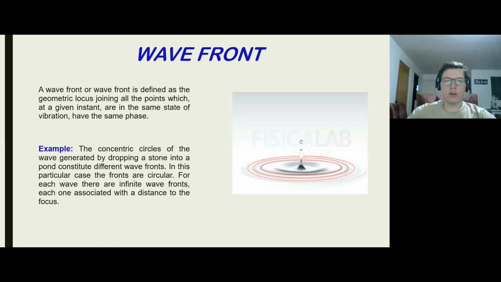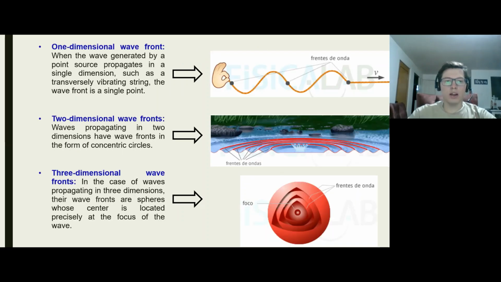Wavefront. A wavefront is defined as the geometric locus of the points which, at a given instant, are in the same state of vibration, that is, in phase. Example: the concentric circles of the wave generated by dropping a stone in a pond constitute different wavefronts. In this particular case, the fronts are circular, and there are infinite wavefronts, each one associated with a distance to the source.